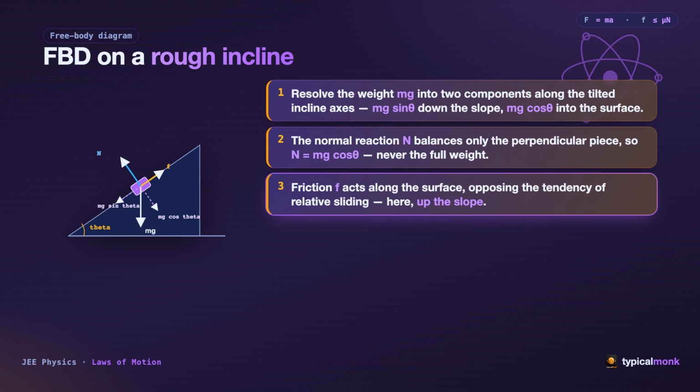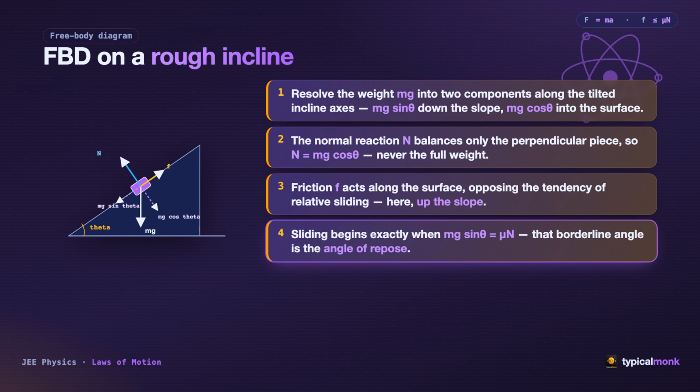Friction acts along the surface, opposing the tendency of relative sliding. Here, the block tends to slide down, so friction points up the slope. The block is exactly on the verge of sliding when mg sine theta equals the maximum friction, mu times N, and that borderline angle is called the angle of repose. David used to draw friction pointing wherever the applied force pointed. The day he learned to ask which way the surface tends to slide, his incline problems stopped costing him marks.